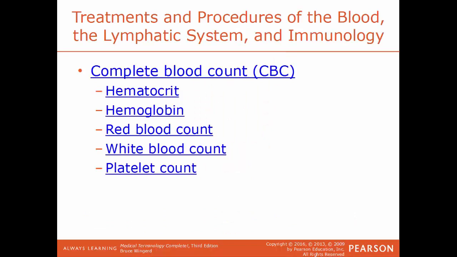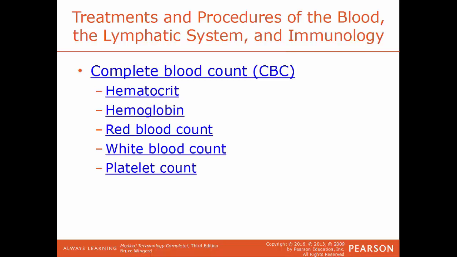All right, the next one, a complete blood count, or CBC. This is used to gauge your overall health, and what this does is it checks for the quality and the number of white blood cells or red blood cells, and also platelets. So it's just like the name implies, it's a complete blood count. How many red blood cells are there? Are they healthy? How many white blood cells are there? Are they healthy? How many platelets? Are they healthy?